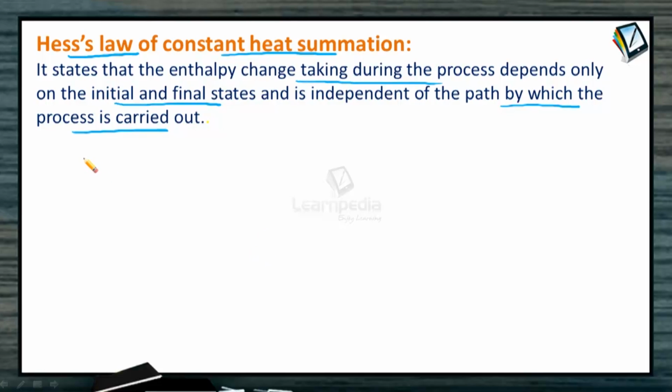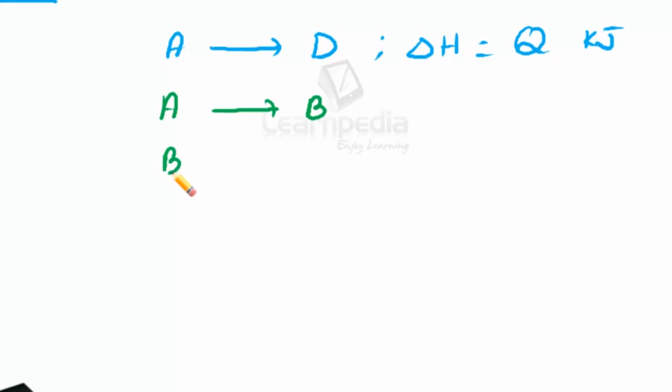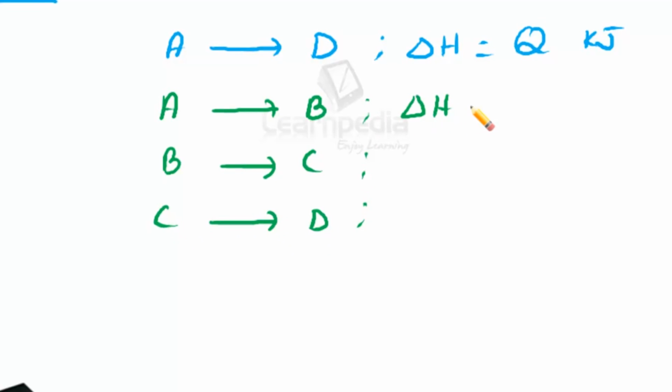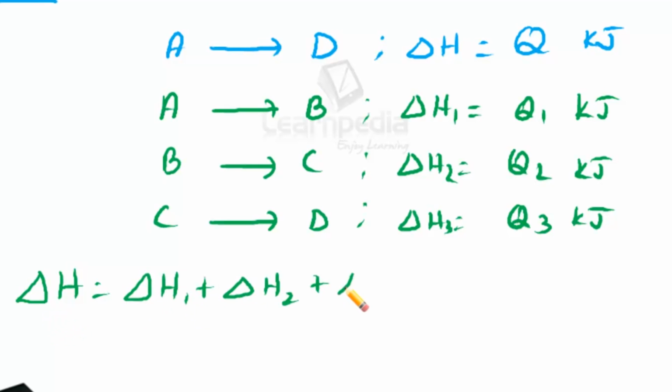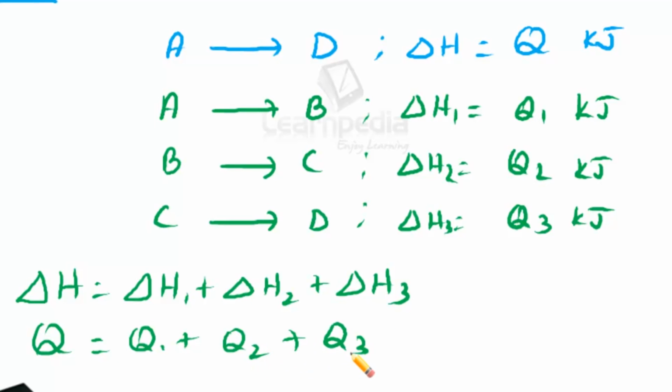For example, take a general equation where A is converting into D, and in this process the enthalpy change is equal to Q kilojoules. If the same process is carried out stepwise, like A giving rise to B, then B giving rise to C, then C giving rise to D, where the enthalpy changes in these three individual steps are Q1, Q2 and Q3 respectively. So let me write this as H1, H2 and H3. According to Hess law, the energy changes are the same whether a reaction takes place in one step or through several steps. That is the reason why capital Q is equal to Q1 plus Q2 plus Q3. This is a general example.